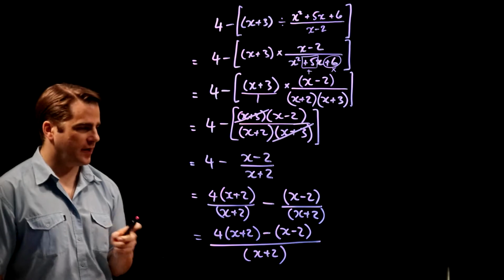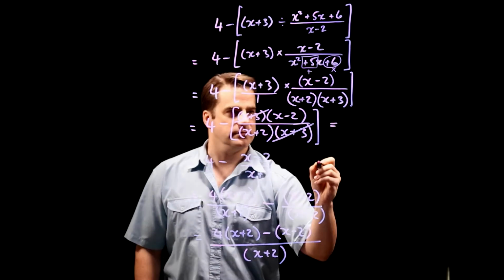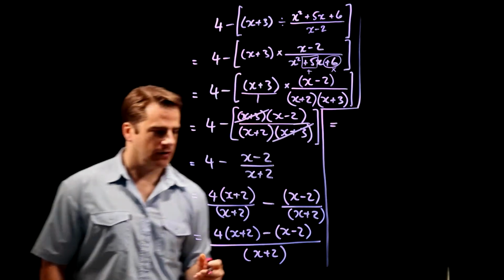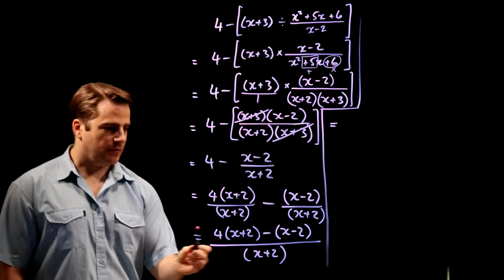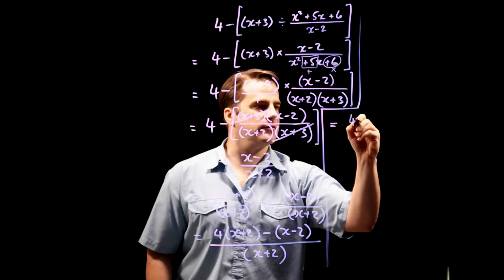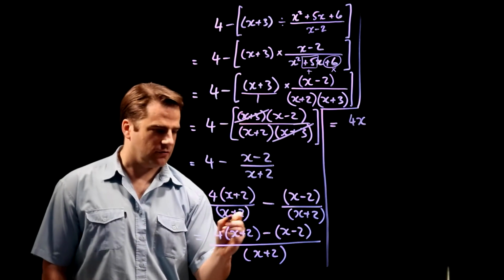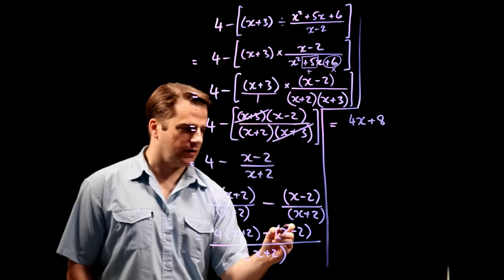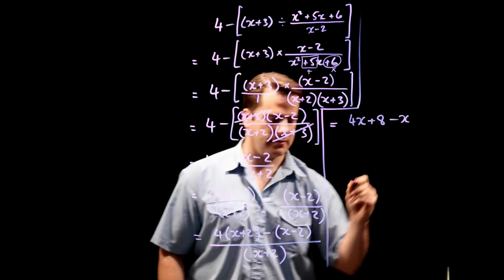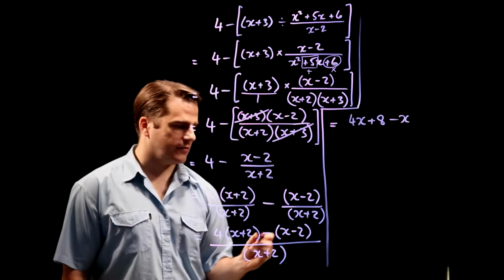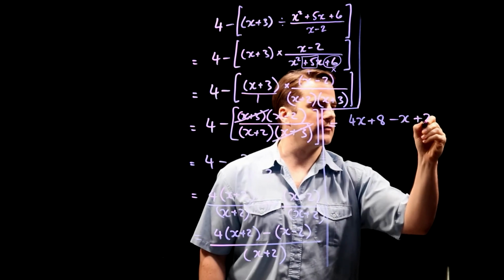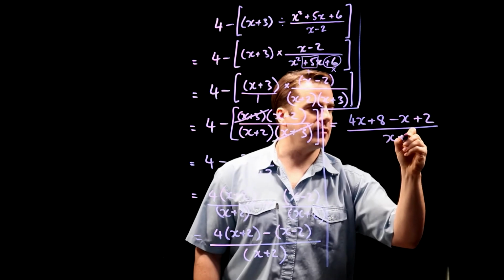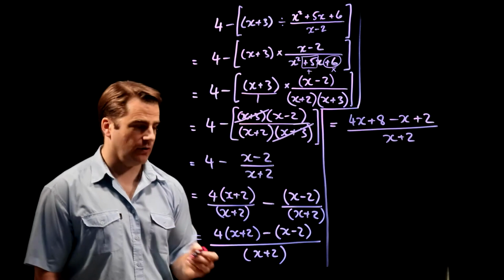Okay? Right. Which is equal to, I'm going to multiply out the top. So 4 times x is 4x. 4 times 2 is 8. Minus 1 times x is minus x. Minus 1 times minus 2 is plus 2. All over x plus 2. No need to write the brackets. There's no real need to write them there.